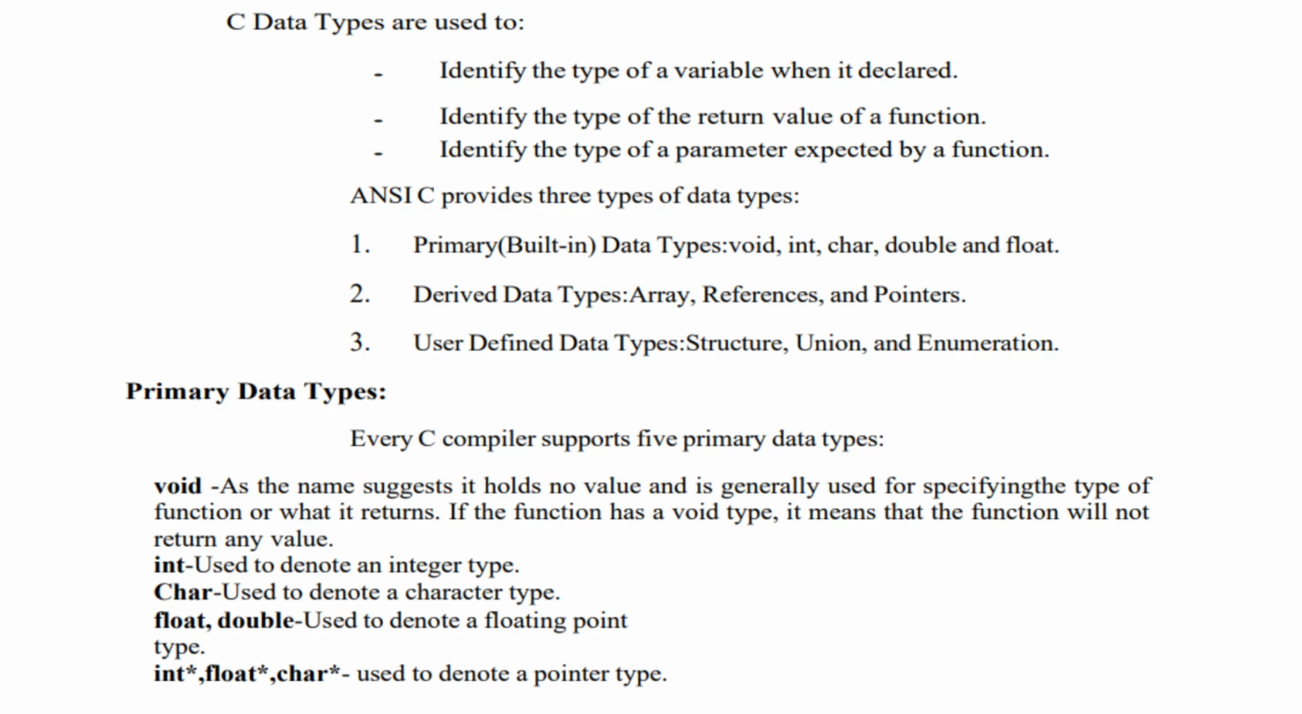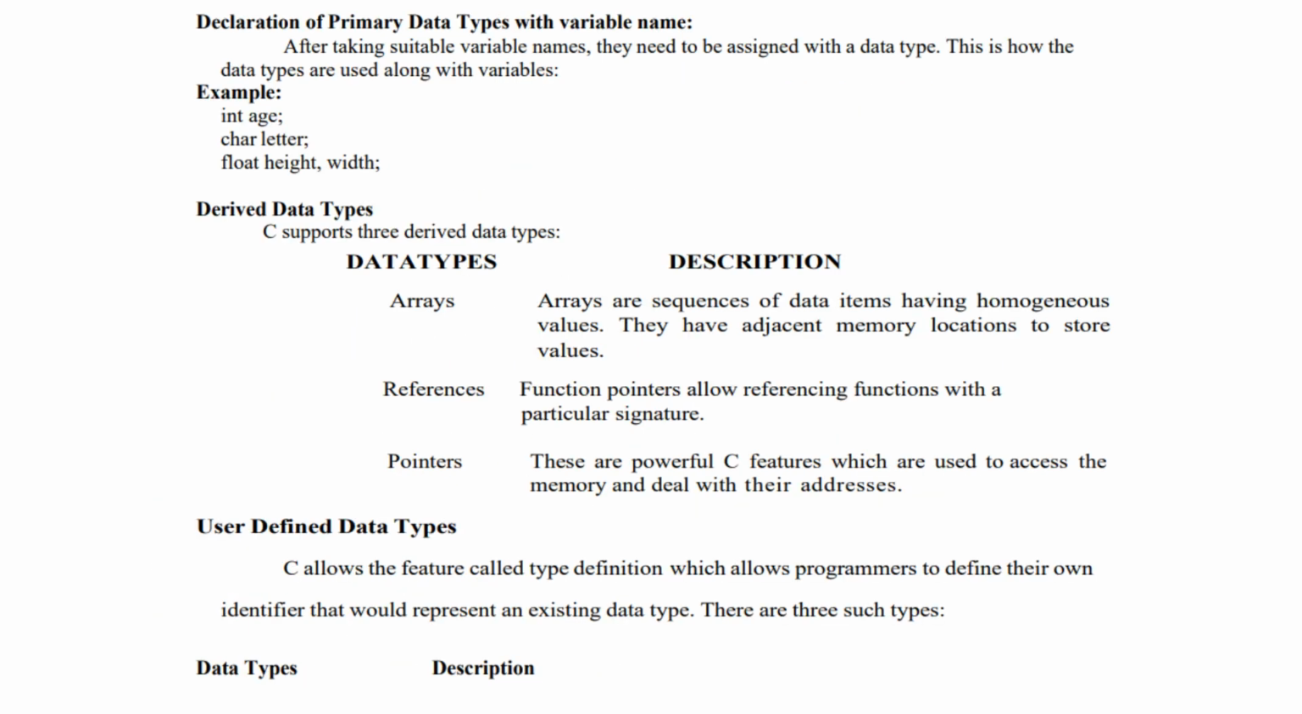Primary data types. Every C compiler supports 5 primary data types. Void, as the name suggests, holds no value and is generally used for specifying the type of a function or what it returns. If the function has a void type, it means that the function will not return any value. Int is used to denote an integer type. Char is used to denote a character type. Float and double are used to denote a floating point type. Int asterisk, float asterisk, char asterisk are used to denote a pointer type. Declaration of primary data types with variable name. After taking suitable variable names, they must be assigned a data type.